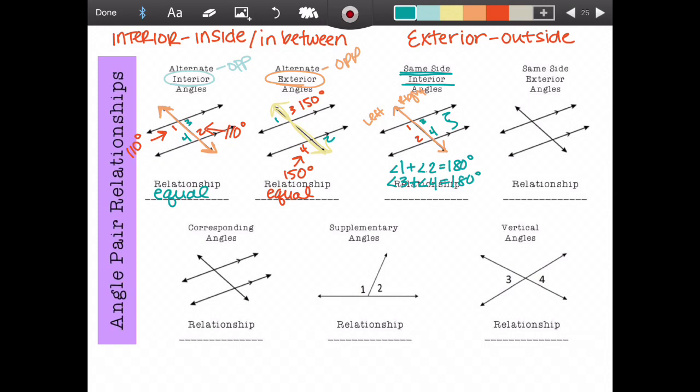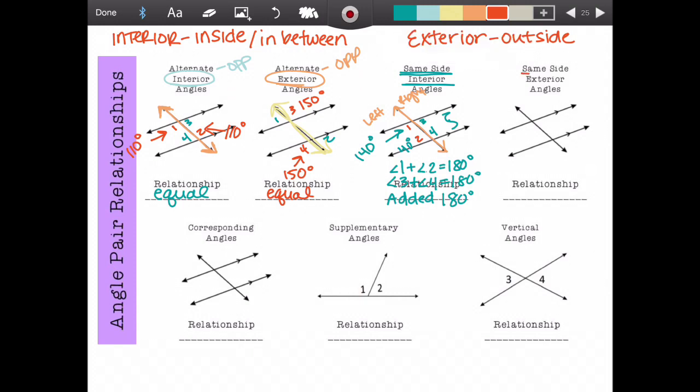So their relationship is that if you add them together, they're going to equal 180 degrees. For example, they might say, well, if angle 1 is 140, then you know that angle 2 is going to be 40 degrees, because 140 plus 40 is also 180, and that's the relationship.